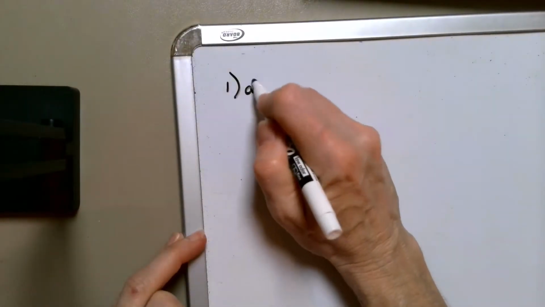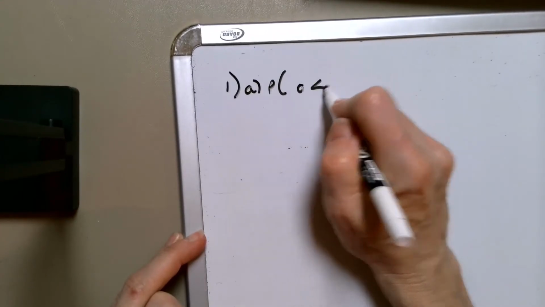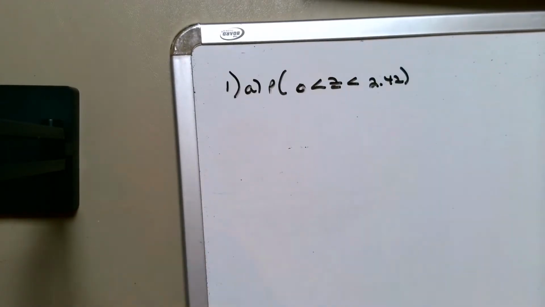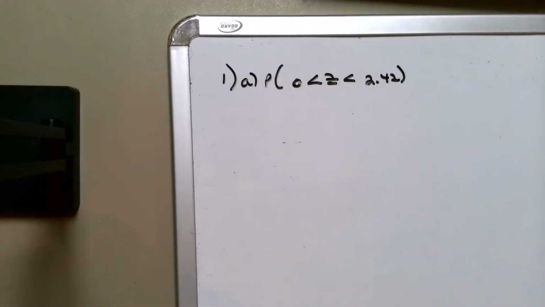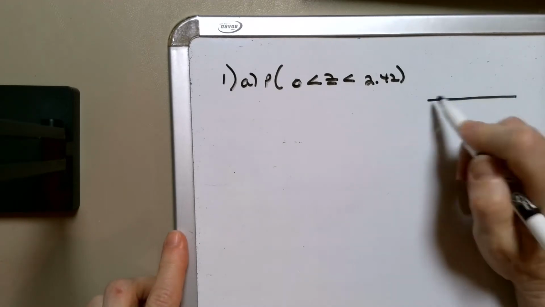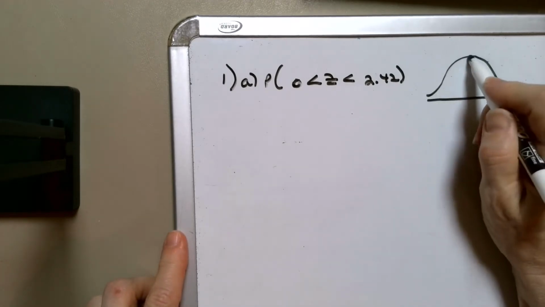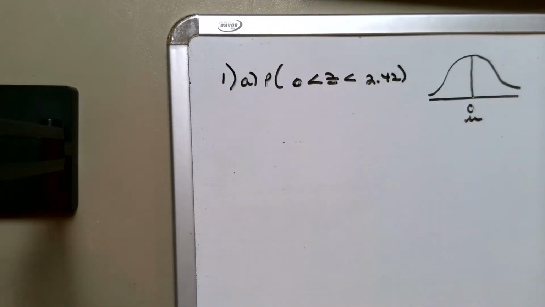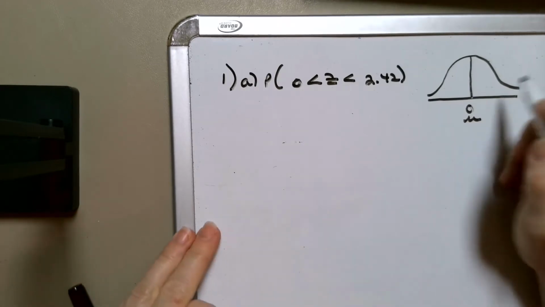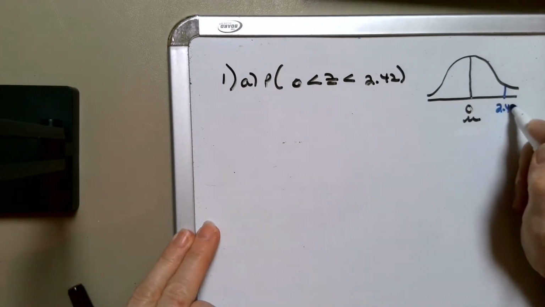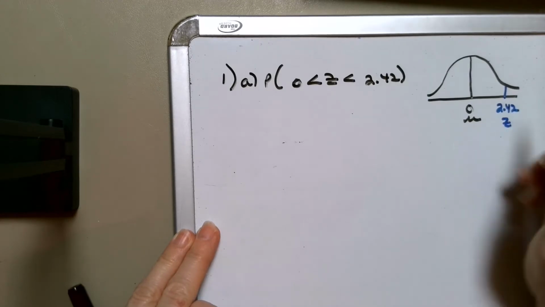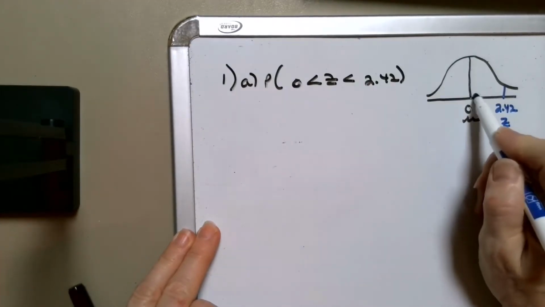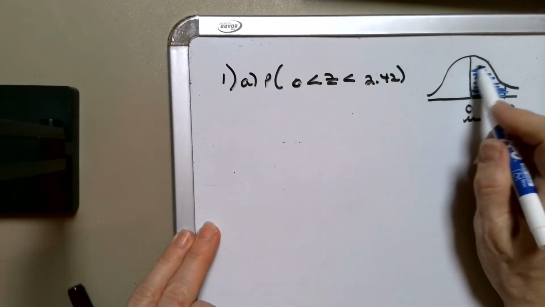So we want 1A, the probability of 0 less than Z less than 2.42. So this really means we want the probability that Z is between 0 and 2.42. So always draw the picture. Can't really get the answer right without drawing the picture. In the middle is the mean of 0, the standard normal distribution. Then 2.42 is positive, so it's to the right of the mean of 0. That's our Z-score. And 0, of course, is here at 0. This 3-part inequality means we want between, so we're going to shade between.